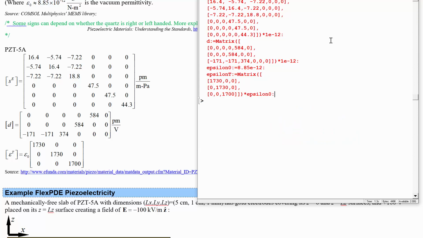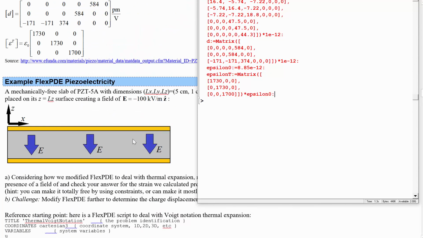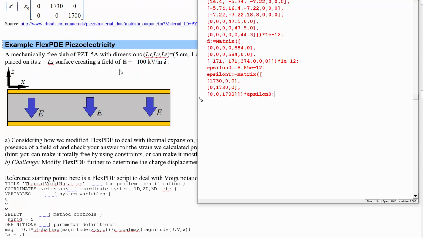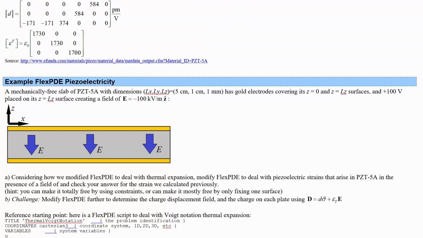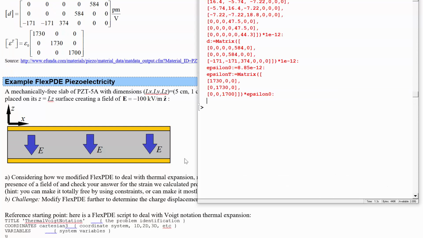Fantastic. So the next thing to do is to check out the relationships between the different components. In fact, before we even do that, we could probably check out the strain that we calculated for this electric field and see that it worked out. So we've got the E field equal to 0, 0, negative 100 E3.